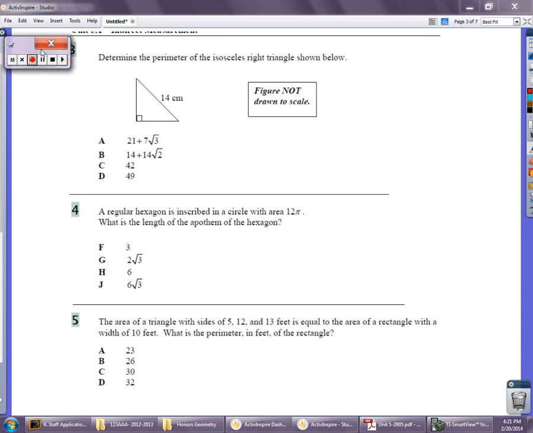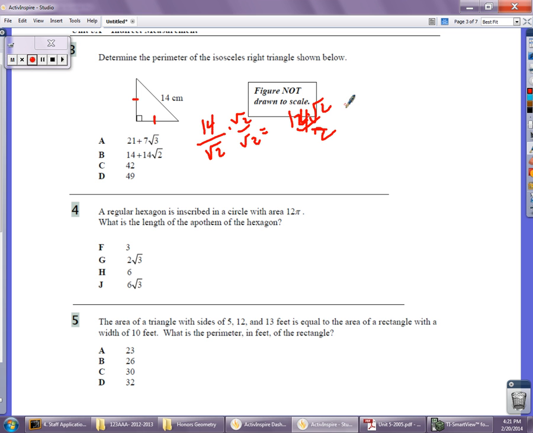Here, determine the perimeter. It's an isosceles triangle, which means it's a 45, 45, 90. So to find these sides, if this is times root 2, to go backwards, we would take 14 and divide by root 2. Rationalize the denominator. You'd get 14 root 2 over 2, or, in other words, each one is 7 root 2. So 7 root 2 plus this 7 root 2 is 14 root 2, because if you just add the 7s and leave this as root 2, plus 14, which you cannot combine. So that's answer choice B.